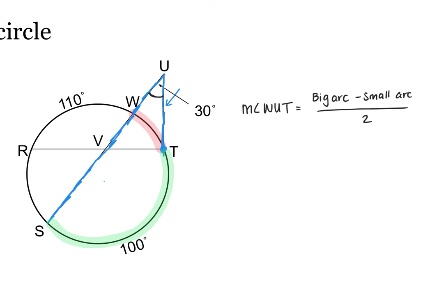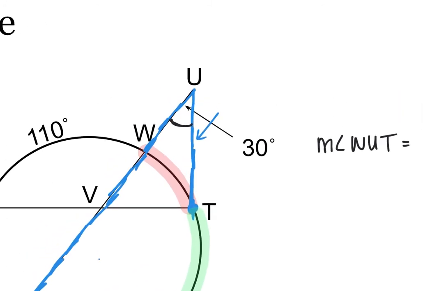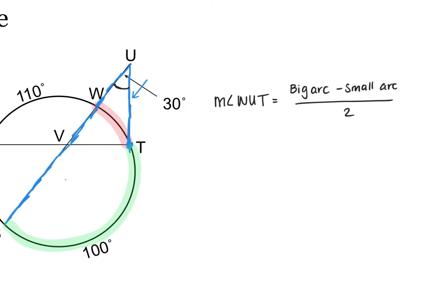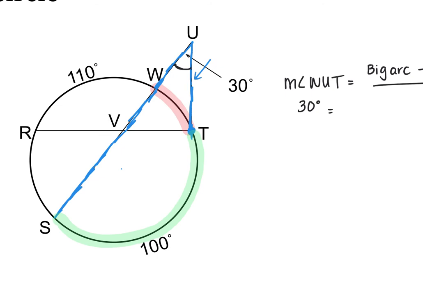Okay, so then let's take a look at our diagram, okay? The measure of our angle is 30 degrees. So instead of the measure of WUT, we're just going to put 30 degrees equals the big arc here. What's the big arc here? What's the measure of it?